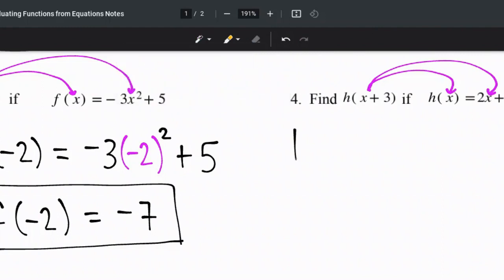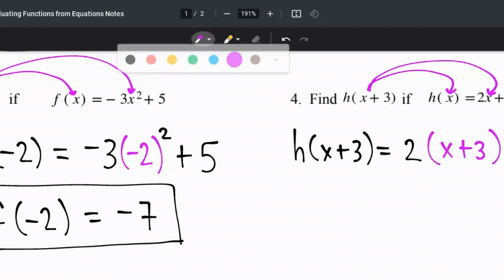So what it looks like is h of x plus 3 equals 2. And then in place of x, we're substituting in that entire expression, x plus 3. And we still have plus 1.